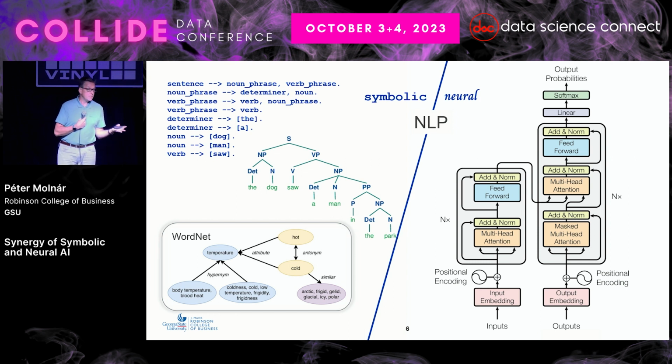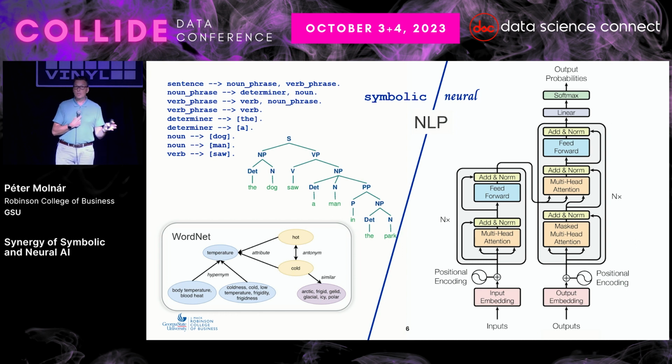What you see here on the left-hand side is a very simple grammar for an English sentence. It allows you to parse a sentence, for example, the dog saw a man in the park, and based on the grammar tree, now we know what is the subject, what is the object, and we can extract the meaning of this sentence from that.